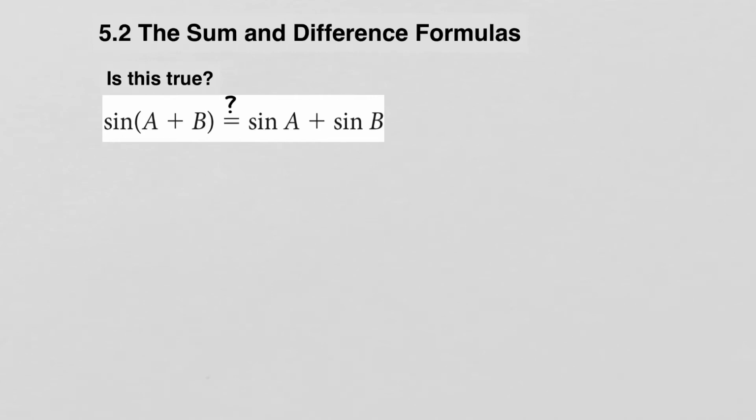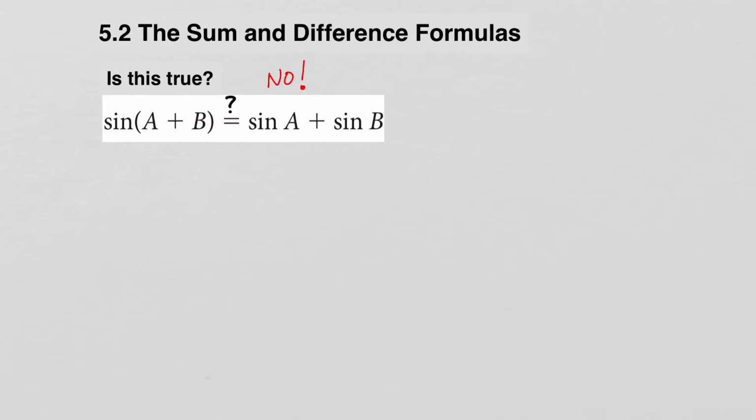In section 5.2, we look at the sum and difference formulas. So we start this section with a question. Is it true that the sine of A plus B is the sine of A plus the sine of B? If you believe this, then you believe that we are distributing the sine to both of those. Well, it turns out that this is not true.